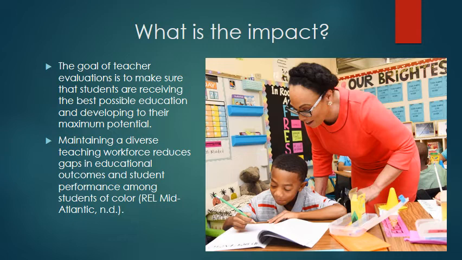As we previously stated, lower observation scores contribute to higher turnover. Higher turnover among teachers negatively affects students in the entire school, not just in those teachers' specific classrooms. Those impacts are felt most among low-income students and students of color. Maintaining a diverse workforce helps to reduce gaps in educational outcomes and student performance among students of color.